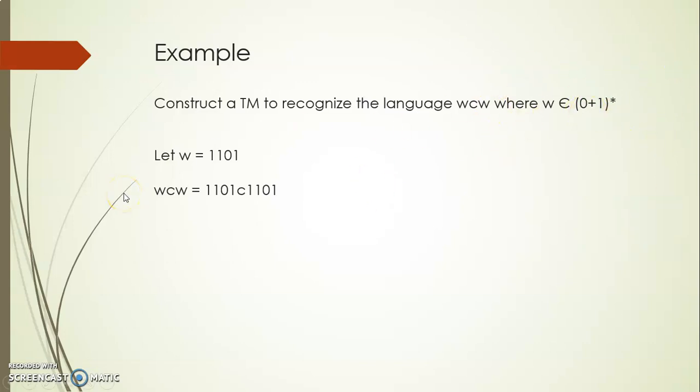Now for instance, we'll take W equal to 1101. When I say W is equal to 1101, how will our input language look? Instead of W, just replace it with 1101, followed by the separator C, and followed by, again, the string W, so I have repeated it. Now we have to construct a Turing machine to recognize this string.